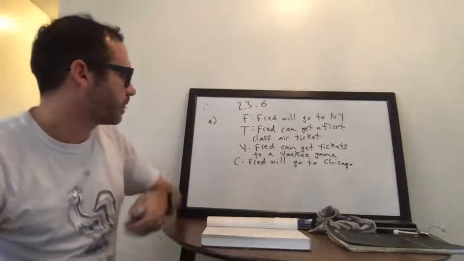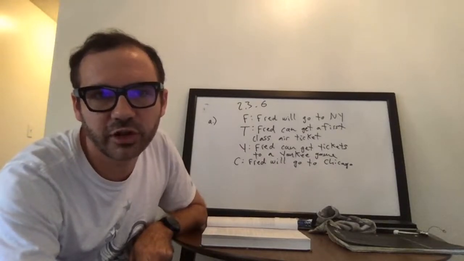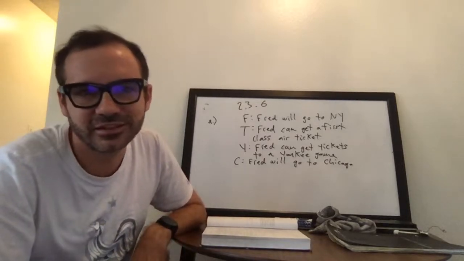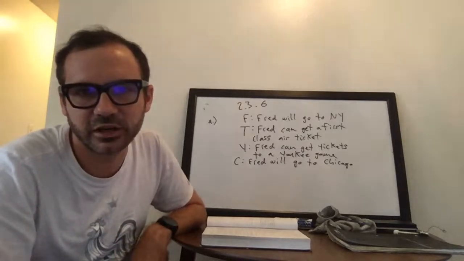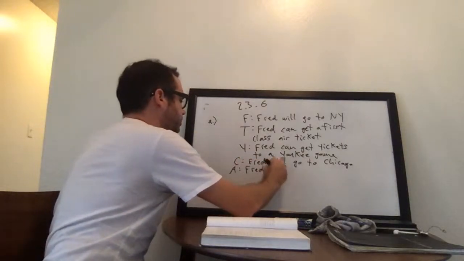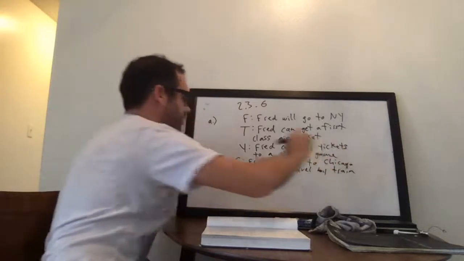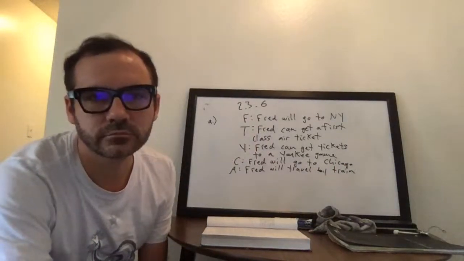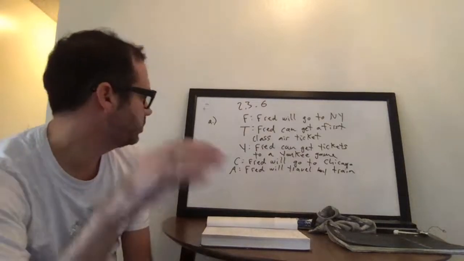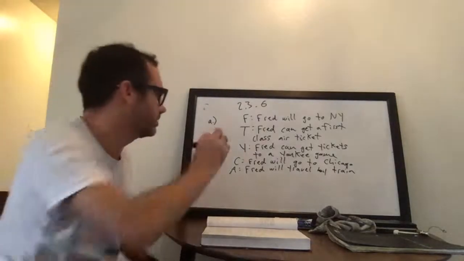Okay, so next up, after Fred will go to Chicago, we've got, he can travel by train. And so travel by train. That one, I guess we've used T, so T's been taken, but that's all right. A, he'll travel by train. Okay, so let's see what's remaining. Travel by train, tickets to the White Sox game, we need that one. So who got tickets to the White Sox? W. Okay, thanks, Ethan. So W, Fred gets tickets to the White Sox.